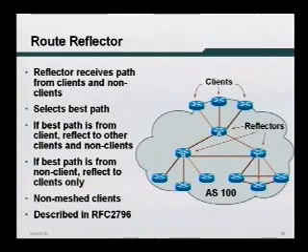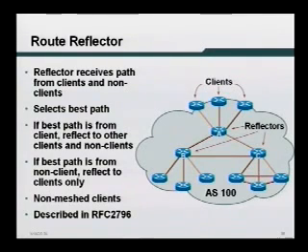So there are some rules that go with the route reflector. The route reflector receives a path from clients and from non-clients. It will pick the best path, of course. If the best path is from a client, then it will pass that to clients and to non-clients. If the best path is from a non-client, it will reflect it to clients only. So it won't take a path from a non-client and send it to a non-client. So it maintains that normal iBGP behavior. But prefixes coming from clients, it will pass on elsewhere.